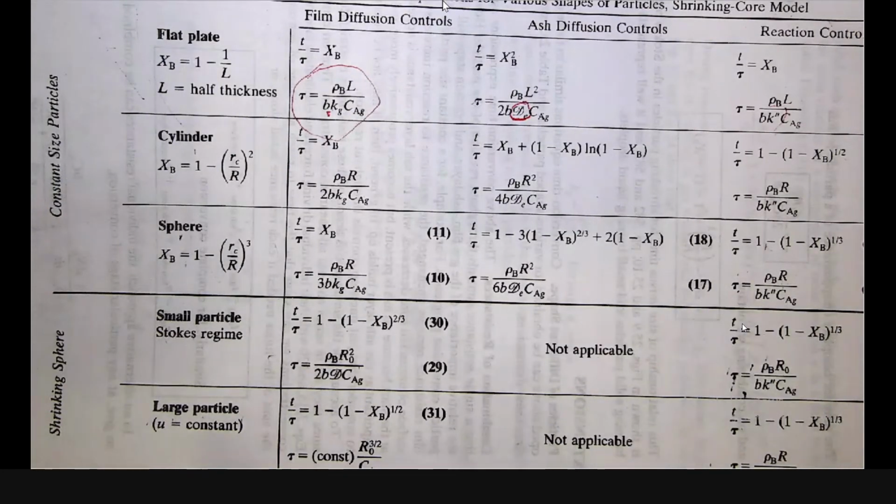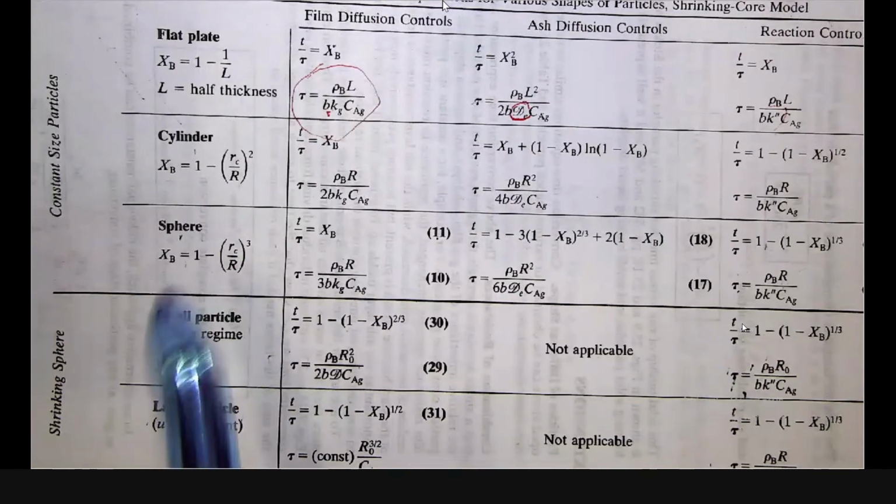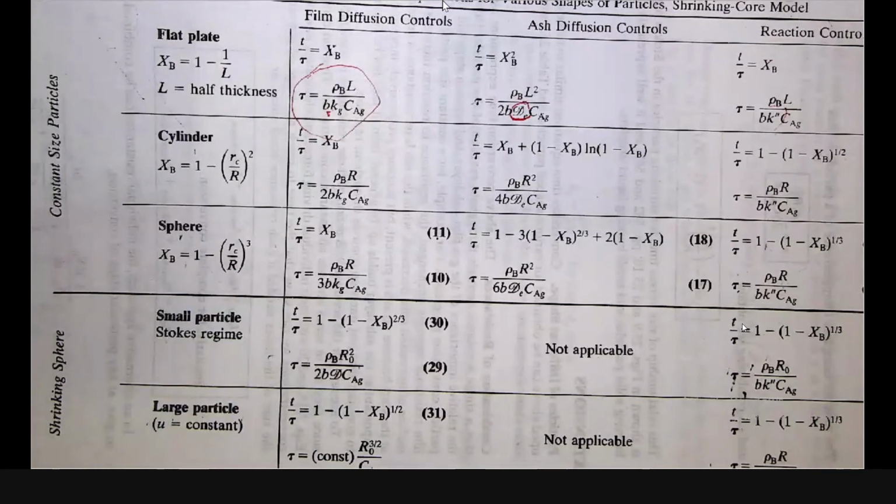So other expressions are available in Levenspiel's Omni book also. Or if you go for any Indian book, these derivations are given there too. But we are not interested much in the derivations of this one. I think this is sufficient as per the Levenspiel syllabus.